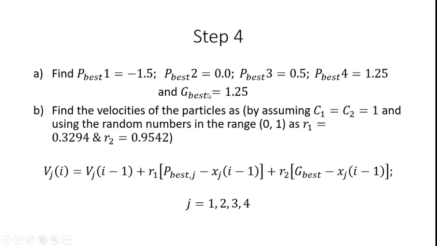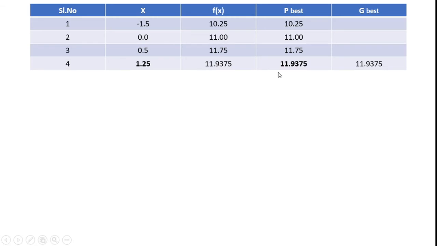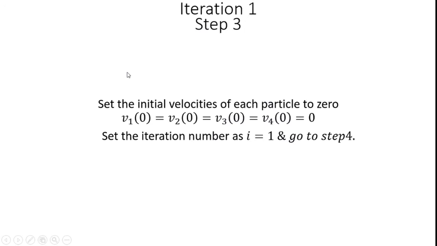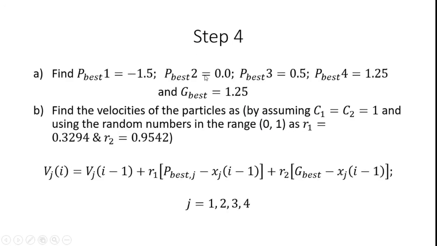From this, I got the G best value at 1.25 of the particle position. So I get the G best value from the fourth particle, at a position of 1.25. So here G best is equal to 1.25. Based on your understanding of this point, we move to the next iteration.